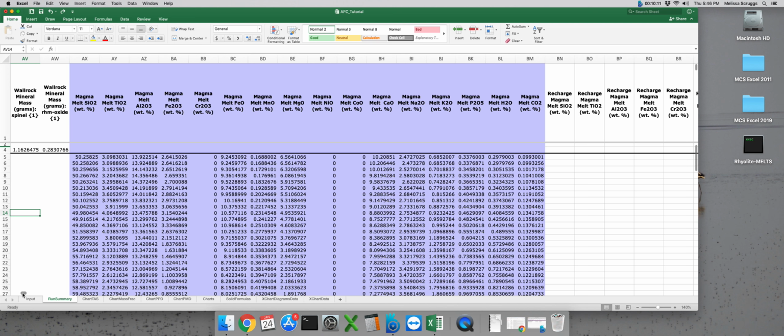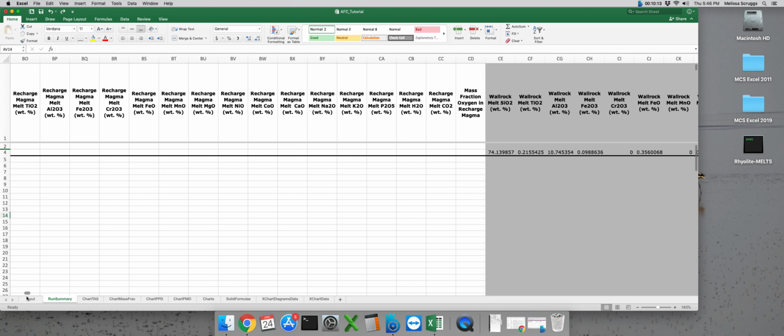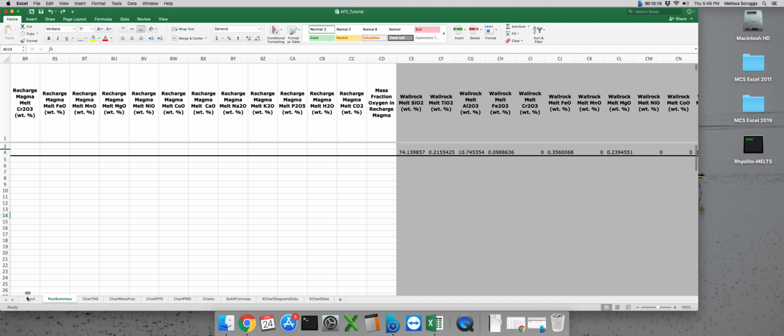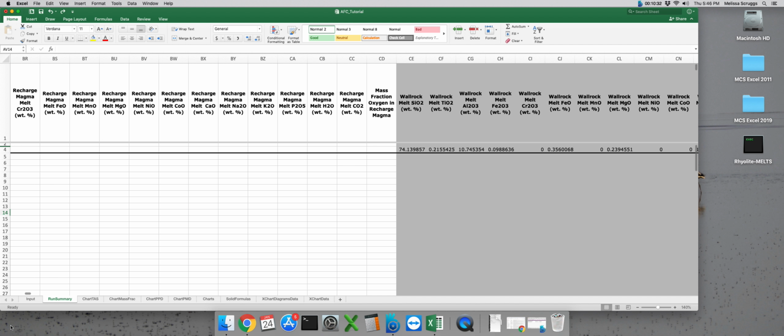The next two groups of columns are white and gray, and they record the liquid compositions of the recharge and wall rock subsystems respectively. But right here, these cells are blank because the Magma Chamber Simulator isn't calculating anything for these subsystems here. Now we can go on to the assimilation.